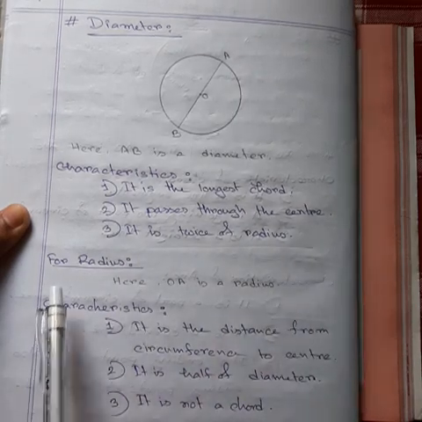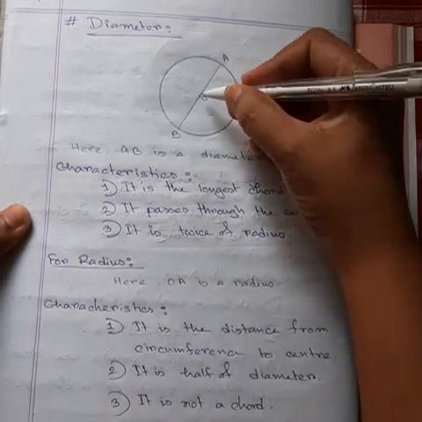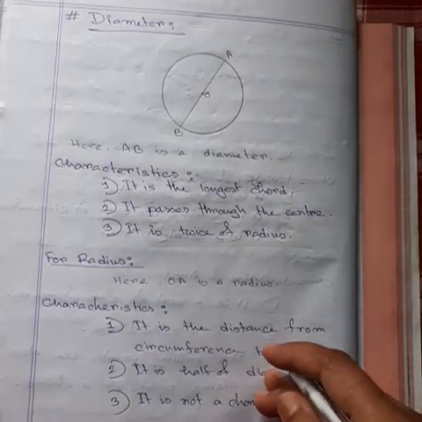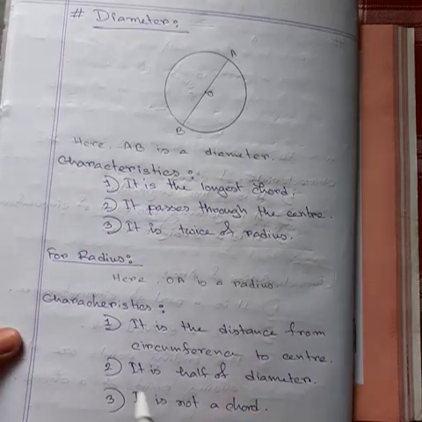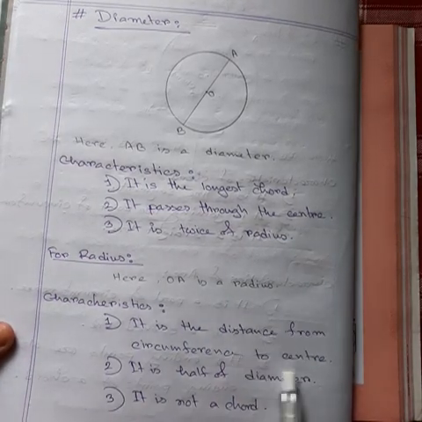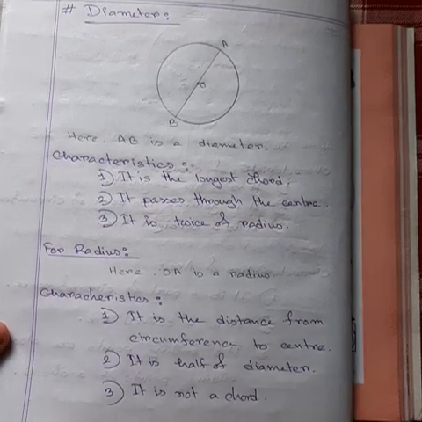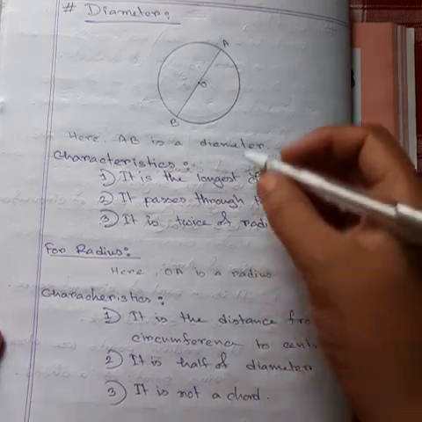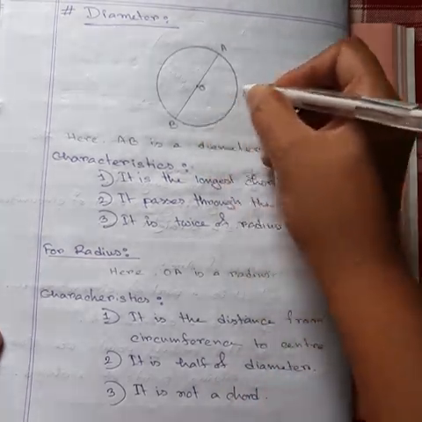For the radius, here OA, that part is the radius, and we can also write down its characteristics over here. It is the distance from the circumference to the center. It is half of the diameter. It is not a chord, because a chord is basically joining two points on the circumference.